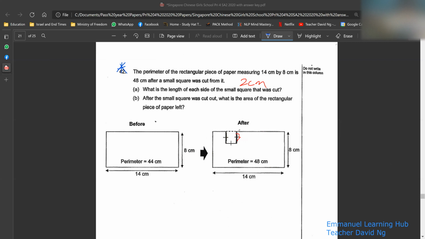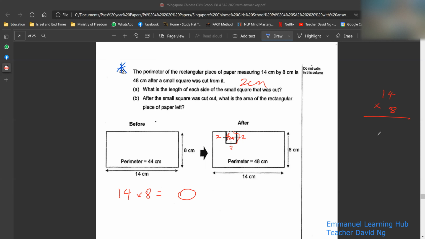So this fellow here is 2 cm. After the small square was cut out, what is the area of the rectangular piece of paper left? 2 times 2 equals 4. Then 44 cm minus 4. No, I mean 8 times 14 equal to something. Okay, let's look at what this something is.